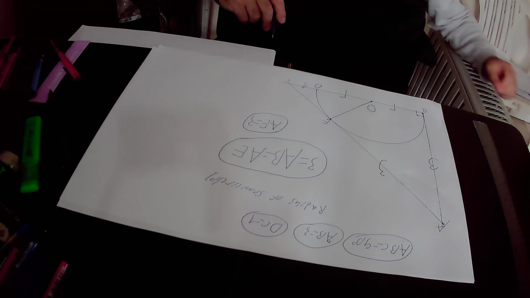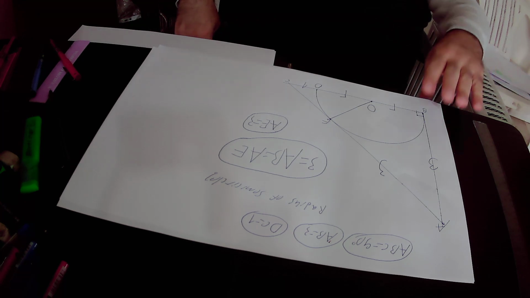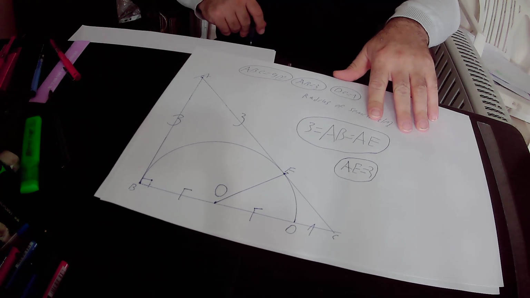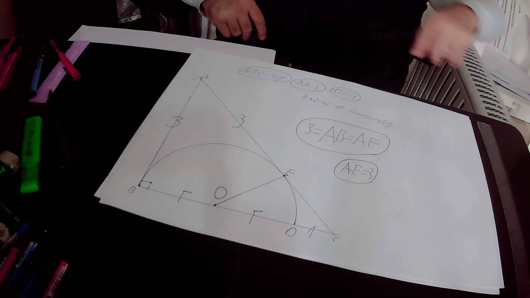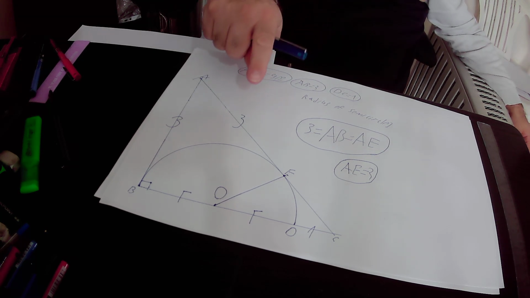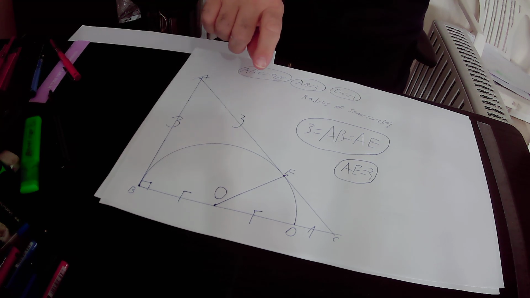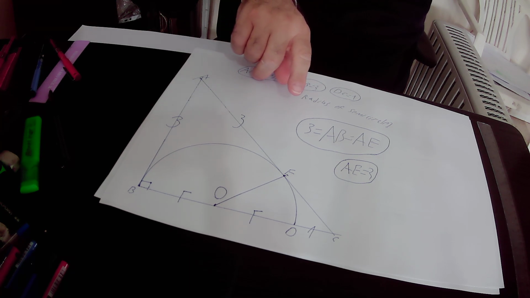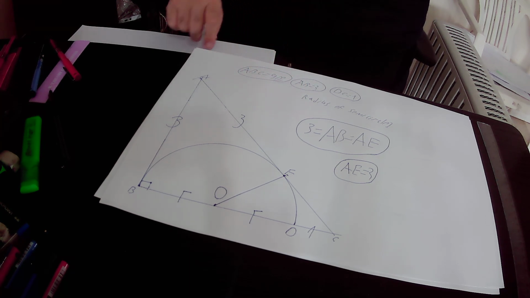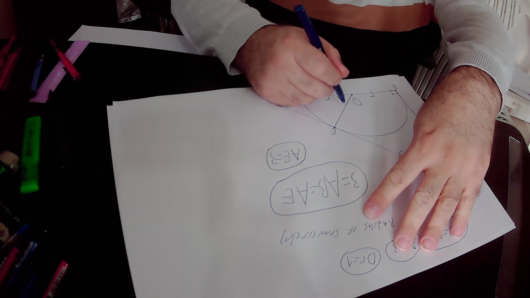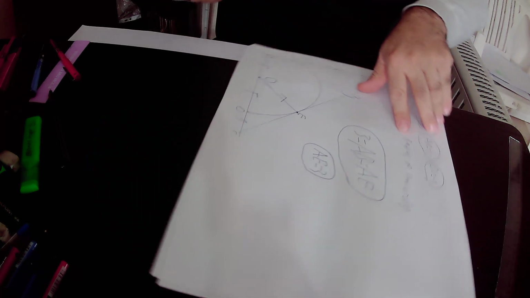Actually, this line segment OE is the radius of this semicircle, because line segment OE starts from the center of this semicircle. It ends at point E, that is a point on the semicircle itself. Therefore, it is the radius of this semicircle, so it equals R. Okay.